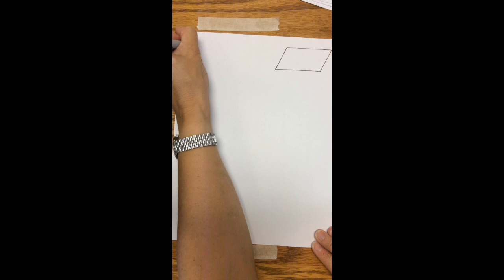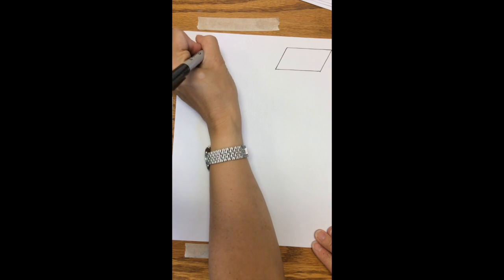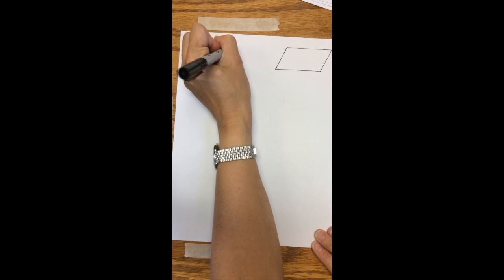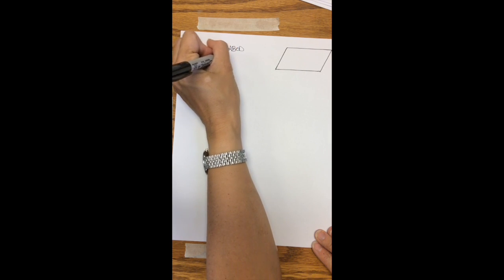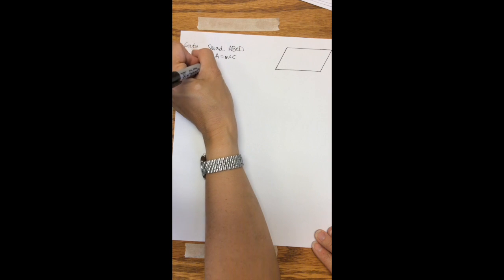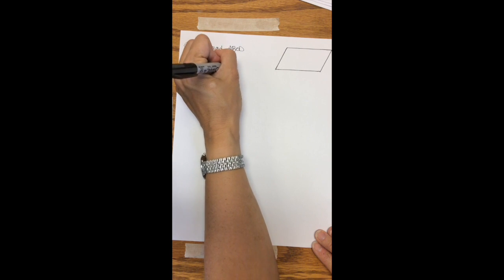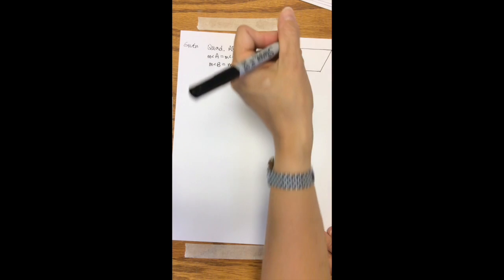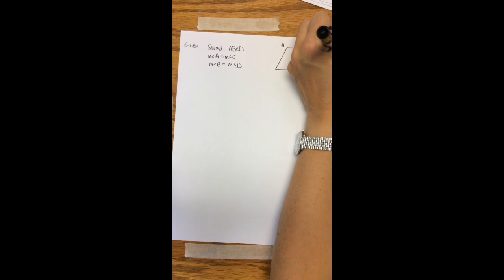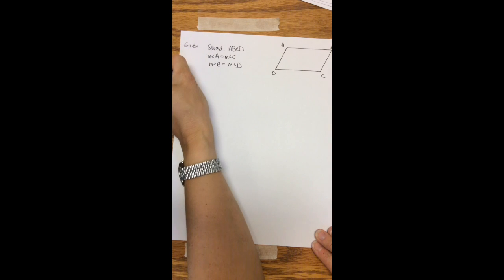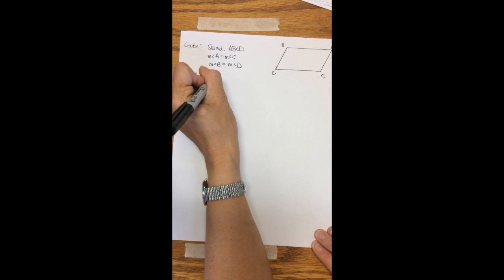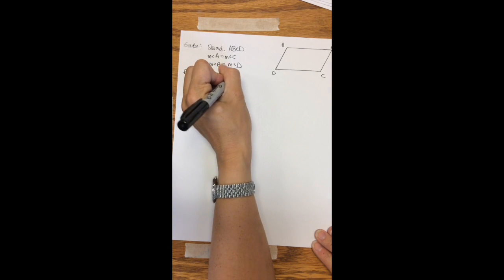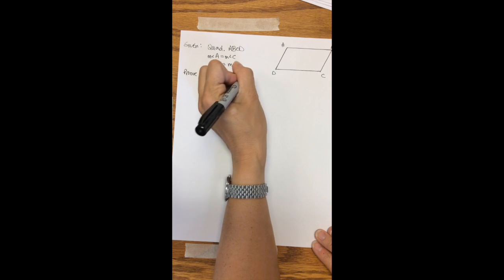For my given, I have quadrilateral ABCD with the measure of angle A equal to the measure of angle C, and the measure of angle B equal to the measure of angle D. So let's label it ABCD. What are we trying to prove? We're trying to prove that quadrilateral ABCD is in fact a parallelogram.